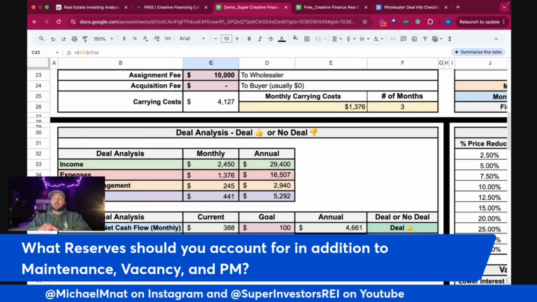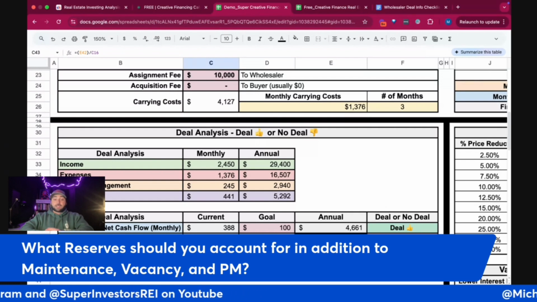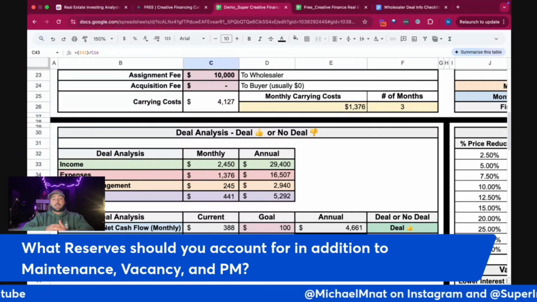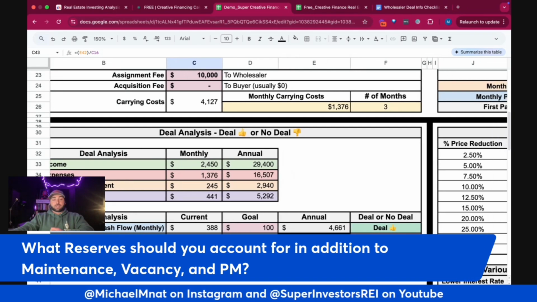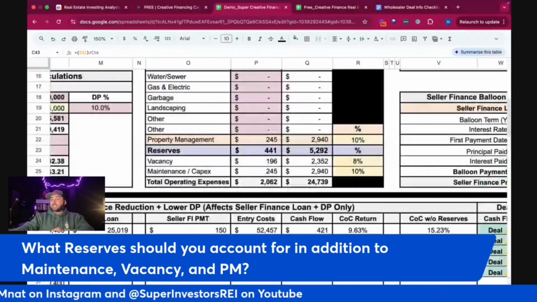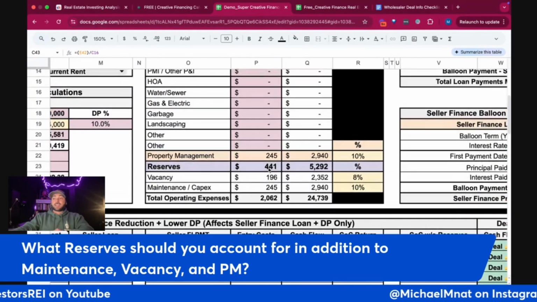And then I like to see this to know, okay, if we operate it better and have less vacancy, and we don't have as much maintenance come up as we anticipated, cool. That means we have more income being generated. We have more income than originally anticipated. All right, so then the question: what reserves should you set aside in addition to? There are no reserves you set aside in addition to.